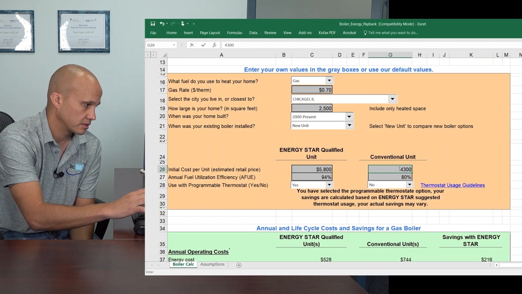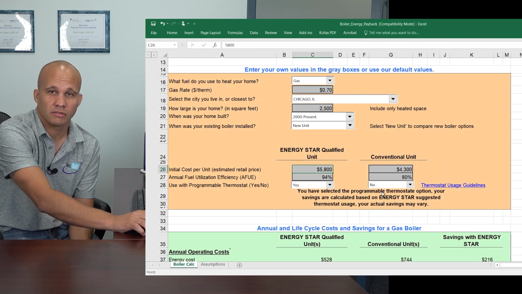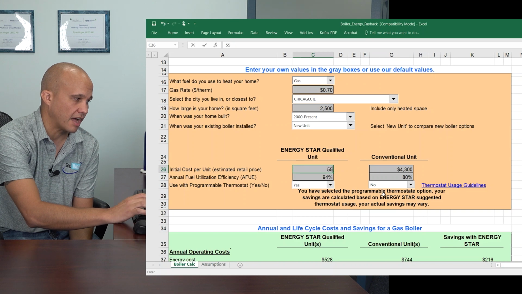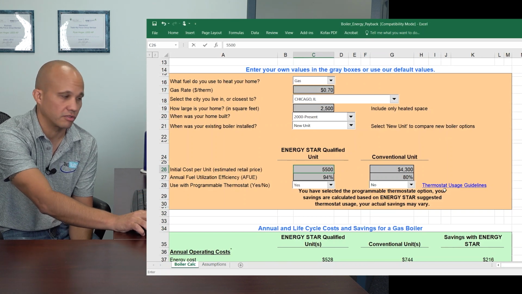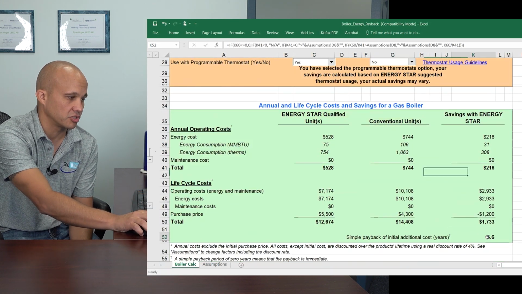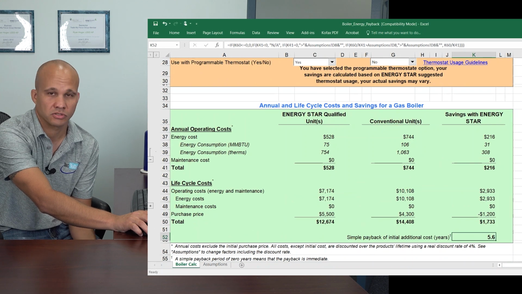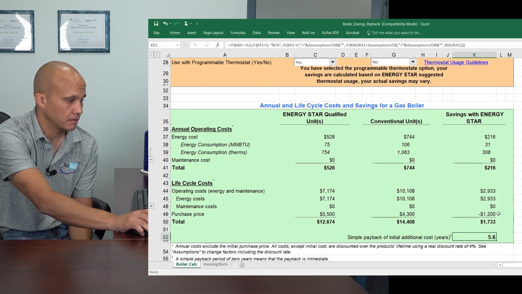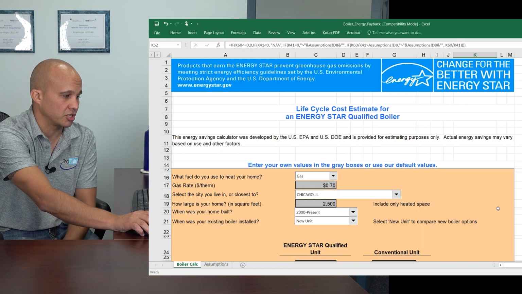I don't remember what it was. Let's say it was that scenario. So instead of 5,800 bucks, I would put 5,500 in because the utility is giving me $300. Right? And that also would change my payback from 7 point something years to 5 point something years. So that's one way we can do it with this spreadsheet.